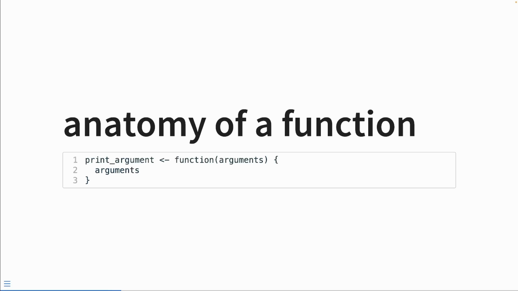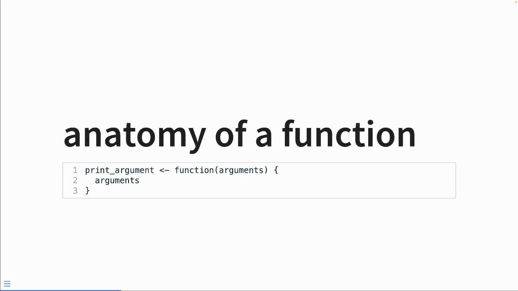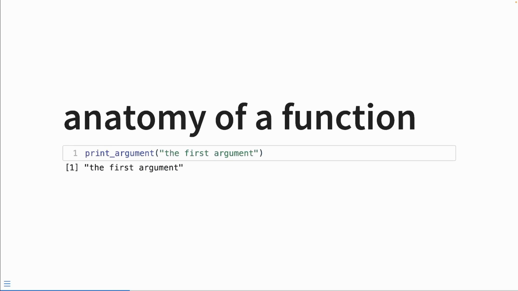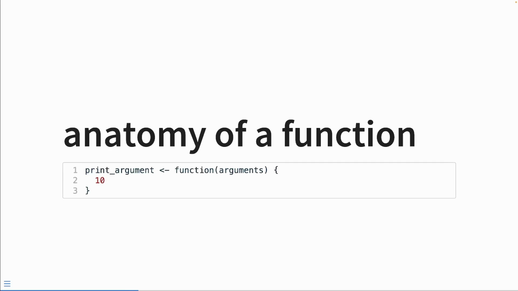Like all things in R, functions are objects, but these are special because you can create them and then call them time and time again with different objects as the inputs. So right here, we've defined a function called printArgument that takes one argument called arguments, and the body of that function just prints out arguments. So when we run the function printArgument, we provide the value of the first argument as a string, and it returns that value to us.